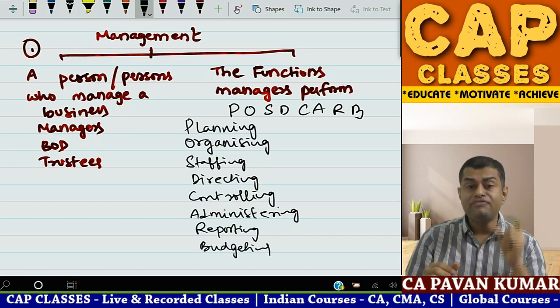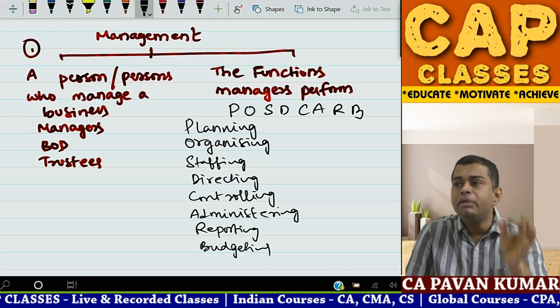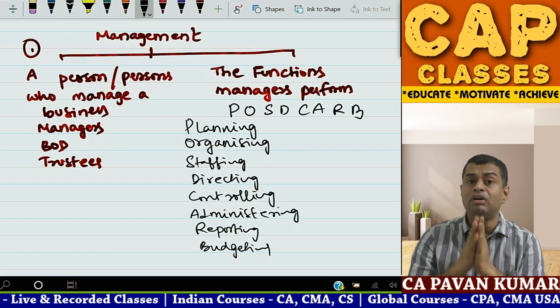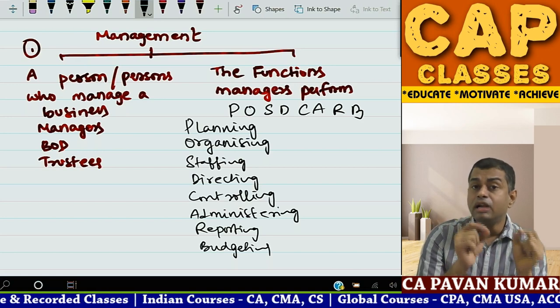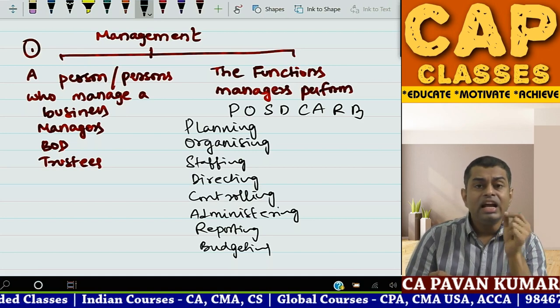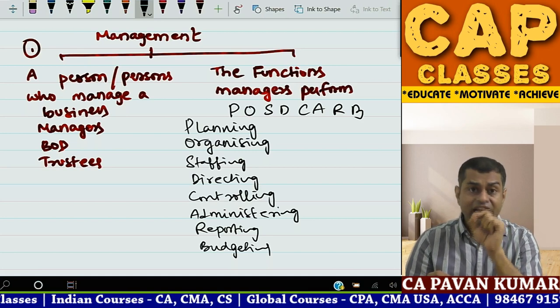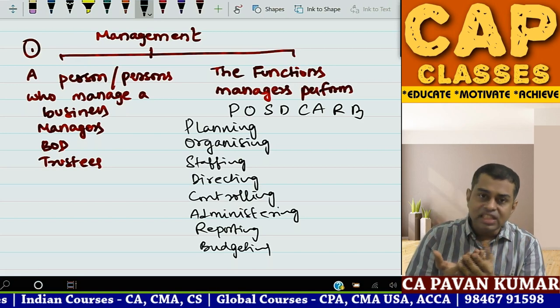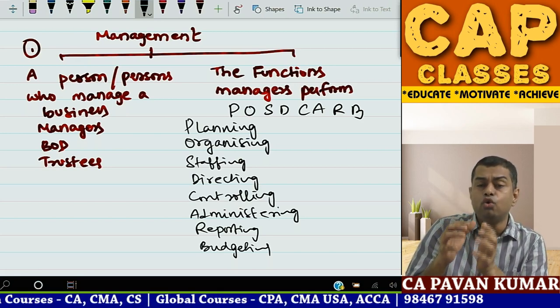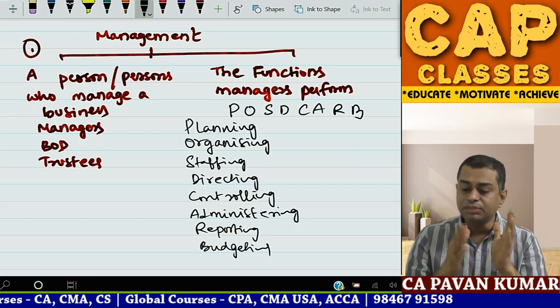Okay, so if they ask you a short note, what do you mean by management? What are the functions of management? You need to write the answer like this. The word management can be understood from two different points of view. Point number one, it refers to a person, an individual, or a group of persons collectively who manages an activity or who manages a business. This is point number one.